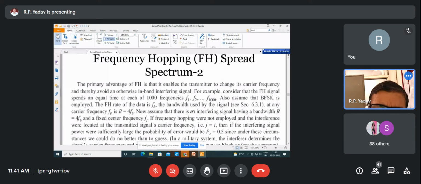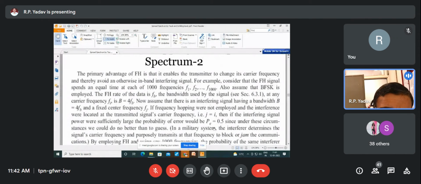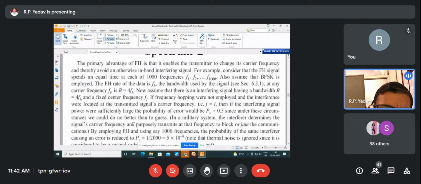You can see the separation. Now assume that there is an interfering signal having a bandwidth B equal to 4 FB and a fixed carrier frequency Fj. If frequency hopping were not employed, again we are talking about some sort of interference or jamming process, somebody trying to block a particular frequency. If frequency hopping were not employed and the interference were located at the transmitted signal's carrier frequency, then the interfering signal power could be made sufficiently large for the probability of error to be large. Under these circumstances, we could do no better than to guess.